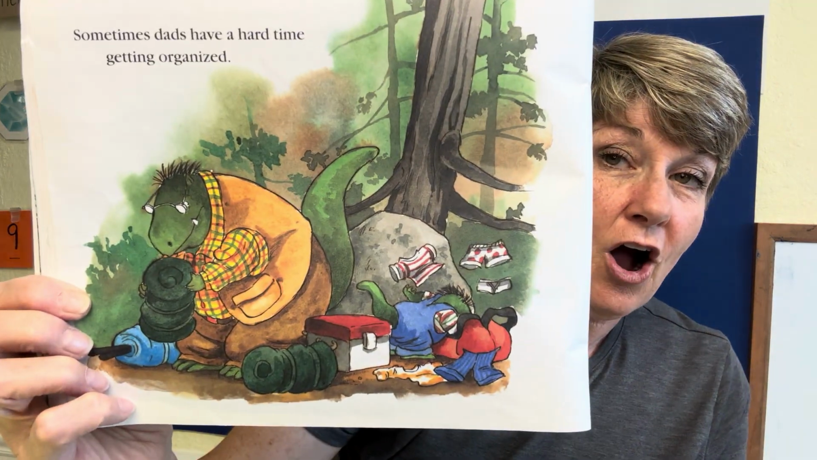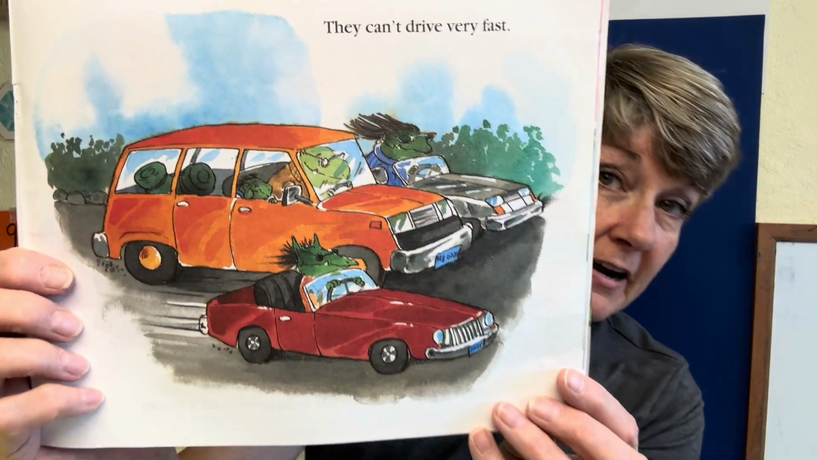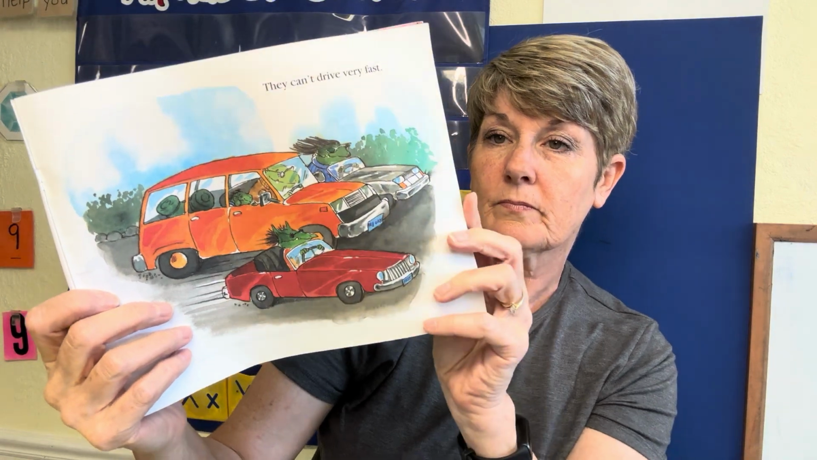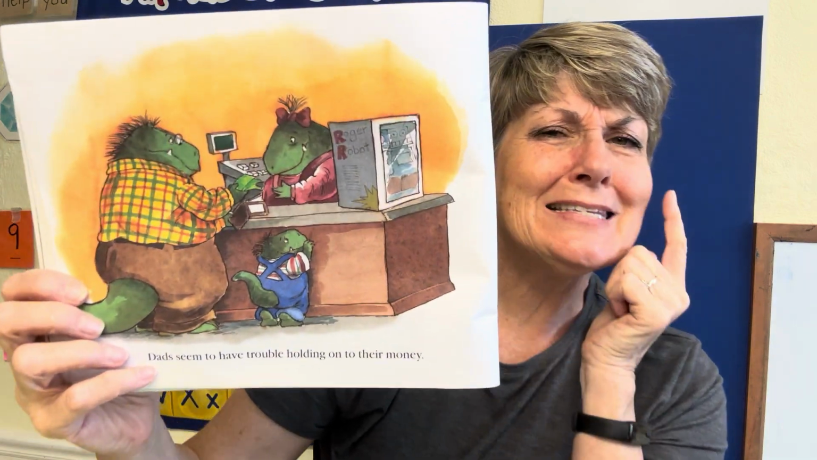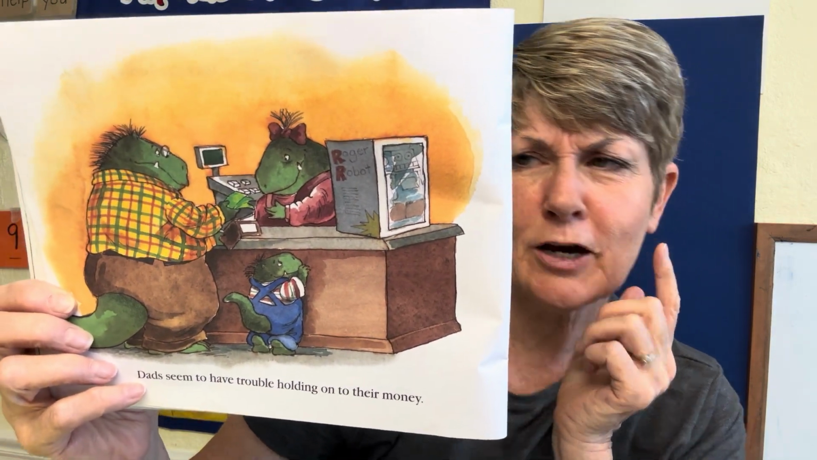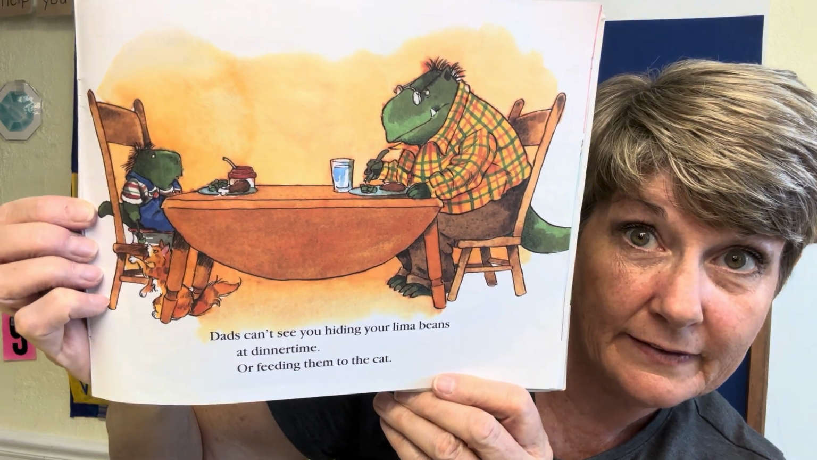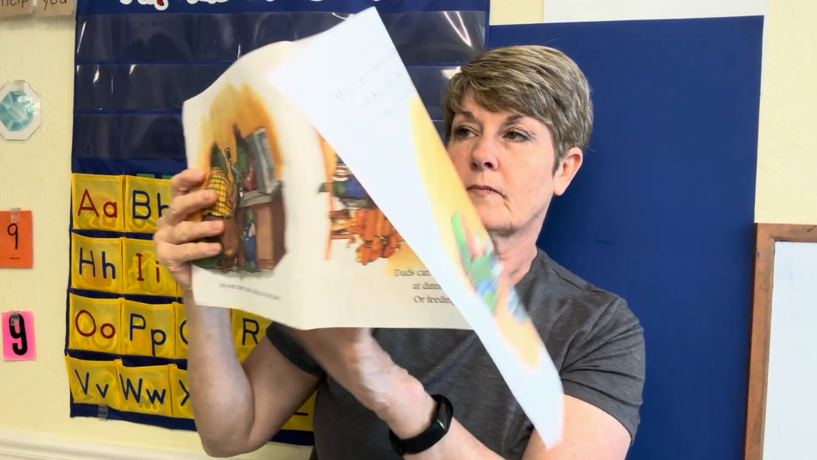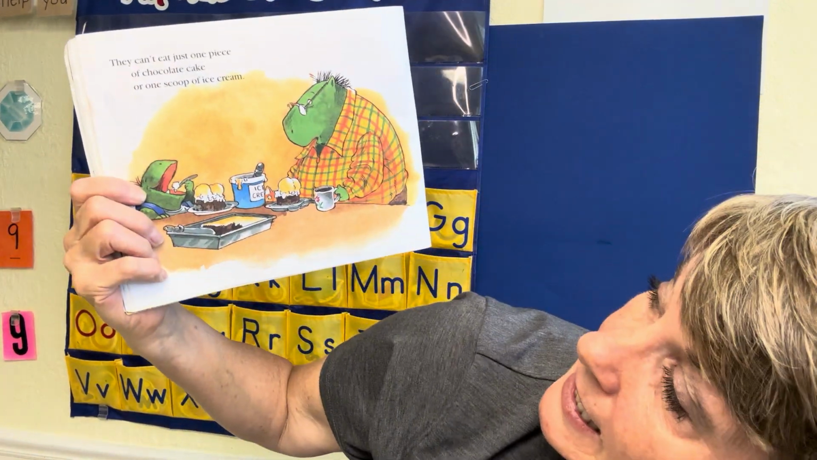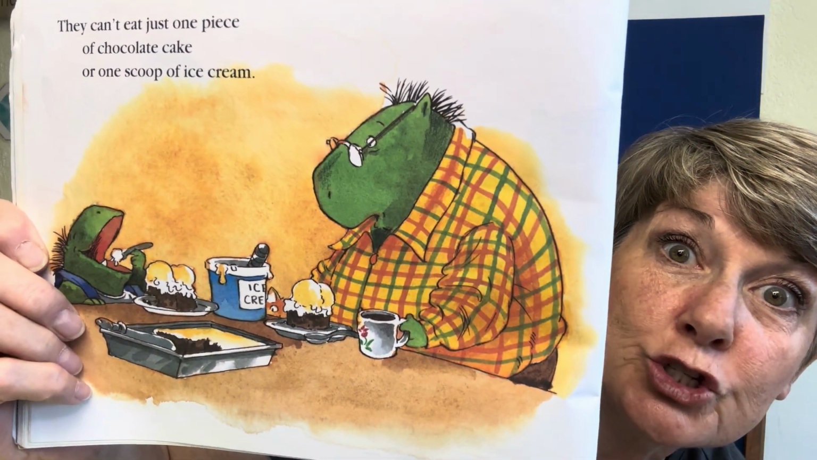Sometimes dads have a hard time getting organized. They can't drive very fast. Dads seem to have trouble holding on to their money. Dads can't see you hiding your lima beans at dinner or feeding them to the cat. They can't eat just one piece of chocolate cake or have just one scoop of ice cream.